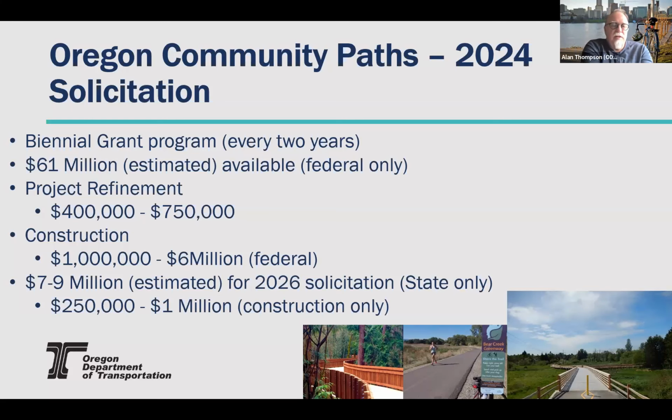So we anticipate we've saved up enough money in our multimodal active transportation fund for about $7 to $9 million for the 2026 solicitation. And that will be 250,000 to 1 million, and that is construction only. So there's your small grant program that has a 30% match. So it makes it easier for small communities to be able to meet. And it also keeps larger communities from sucking up a $4 million or $5 million match of state funds and wiping out the ability of small grants for other communities. So it's our way of making sure that we can get more grants throughout the state, particularly with the state funding.